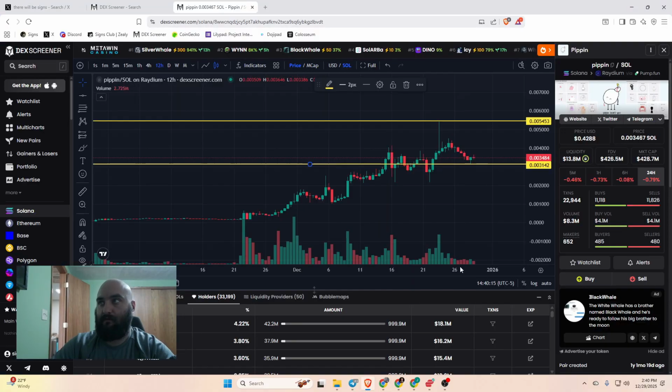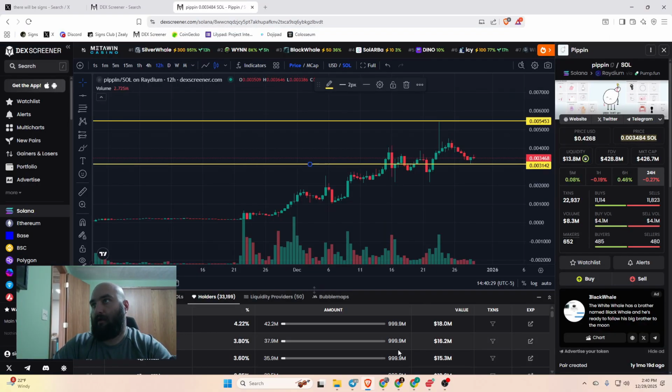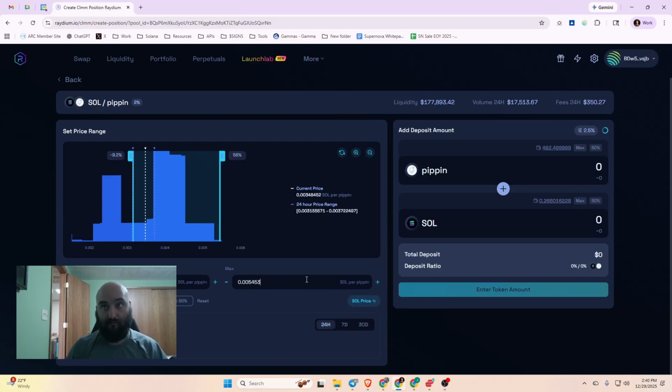And actually, let me go ahead and put my numbers in. 3142. Okay, and then my upper range, 5453. Okay, so let's take a look at this. So price can drop by about 10%, and it can go up by about 60% before I'm out of range.